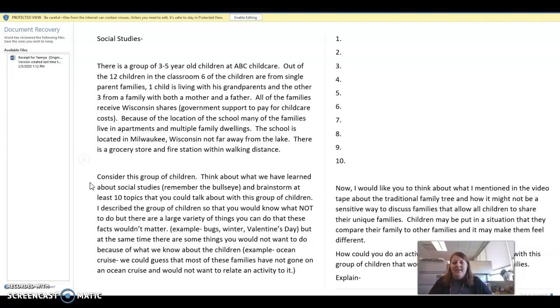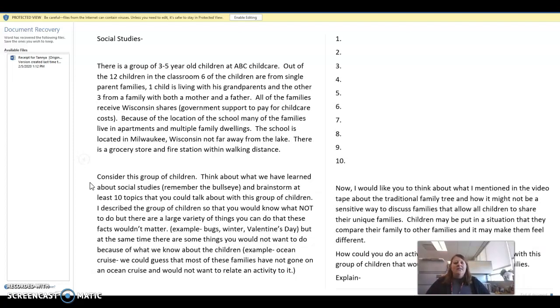Brainstorm 10 topics that you could talk about with this group of children. I described the group of children so you would know what not to do. If you are talking about children who are receiving Wisconsin Shares, the chances of them going on a Caribbean vacation aren't high. Not that they don't or can't, but you wouldn't want to introduce something like the ocean to children who might never have seen the ocean. Instead, you're in Milwaukee, you're right by the lake. It would be a fantastic thing to do instead.